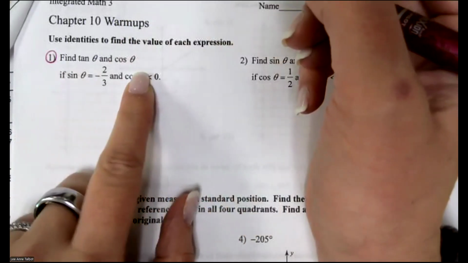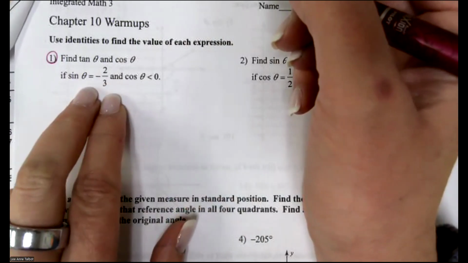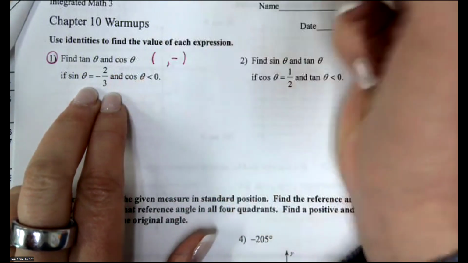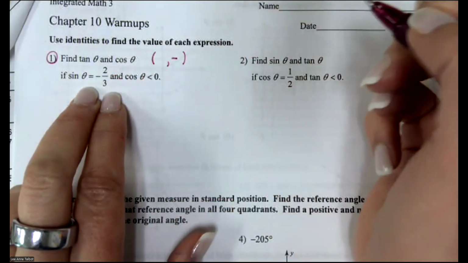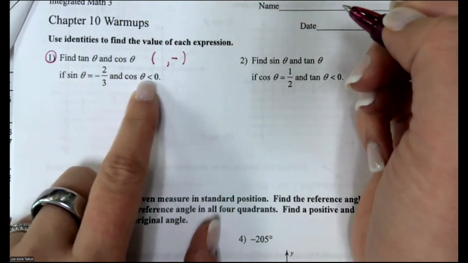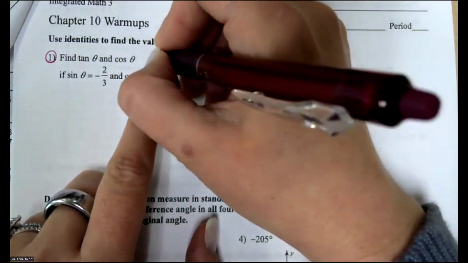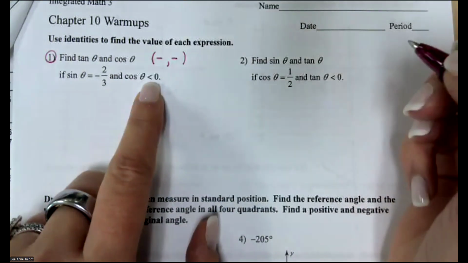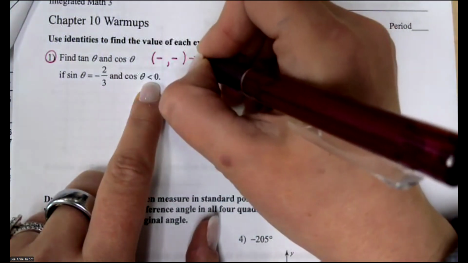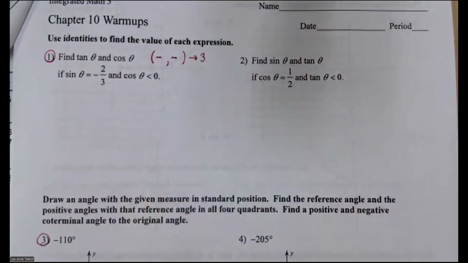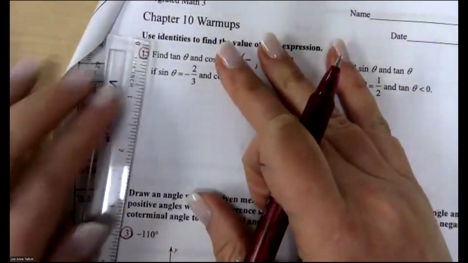You find tan and cosine if sine is negative 2/3. Okay, so if sine is negative 2/3, that means that the y is negative. And cosine is less than 0. That means that x is negative. And that means quadrant 3. So I'm going to draw myself a little quadrant 3 over here.